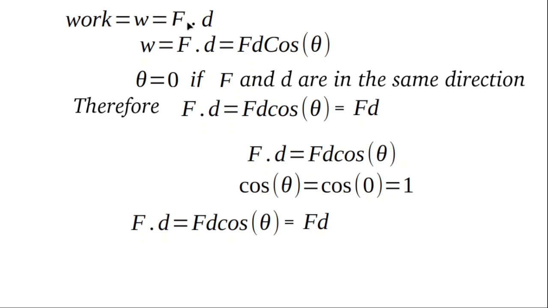force and displacement. Force and displacement are vectors. Vector multiplication is of two types: one is dot product and the other is cross product. Here we are using the dot product. So F bar dot D bar is equal to magnitude of F bar, magnitude of D bar, into cos theta, where theta is the angle between force and displacement.